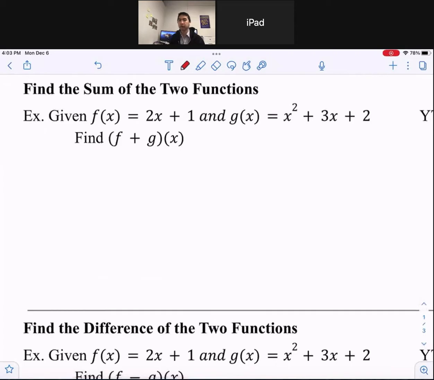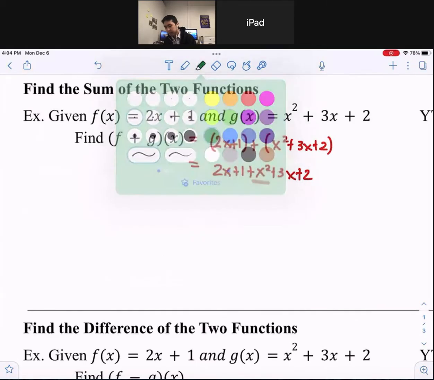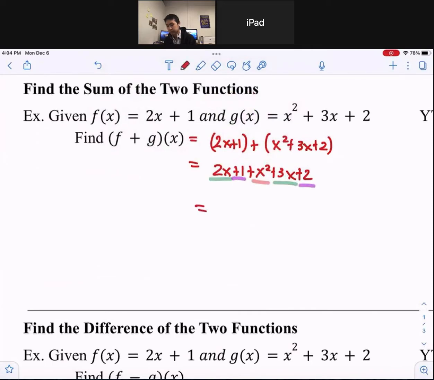Okay, so for this one, we got f plus g of x, which means you add your f function, which is 2x plus 1, plus your g function, which is x squared plus 3x plus 2. And since it's plus in between, you're just adding these two together. So drop down all the parentheses and combine like terms. X to the second, by itself, the 2x and 3x can combine, and they're plus 1 and plus 2. So x to the second plus 5x plus 3.